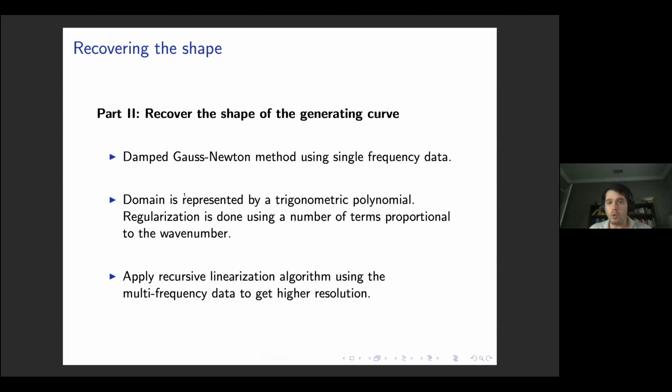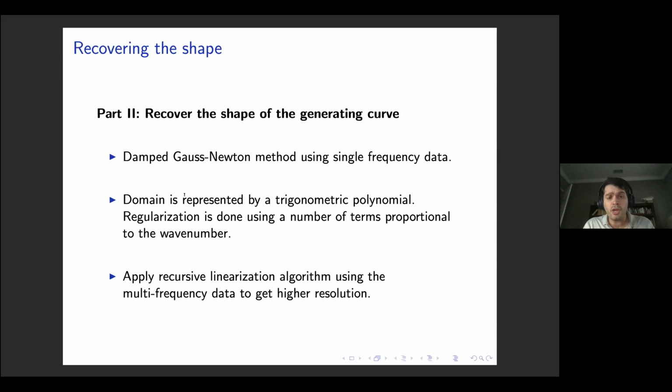Okay, so once we have the axis of symmetry, we go to recovering the shape of the generating curve. What we're going to do is apply a damped Gauss-Newton method using single frequency data, and we are going to represent the domain by a trigonometric polynomial, pretty much like some people did before with star-shaped objects.